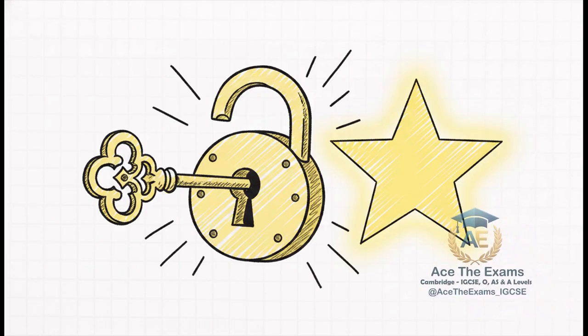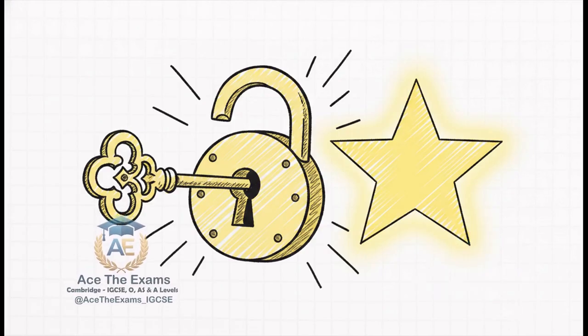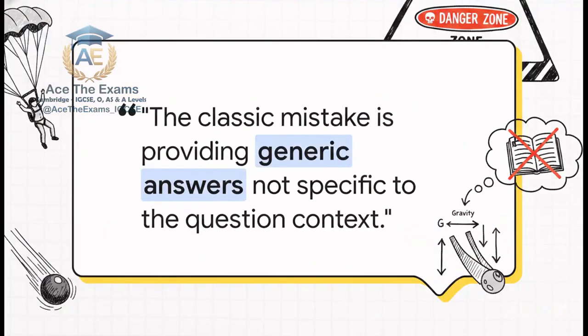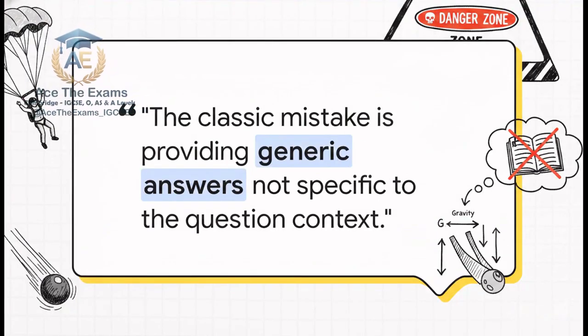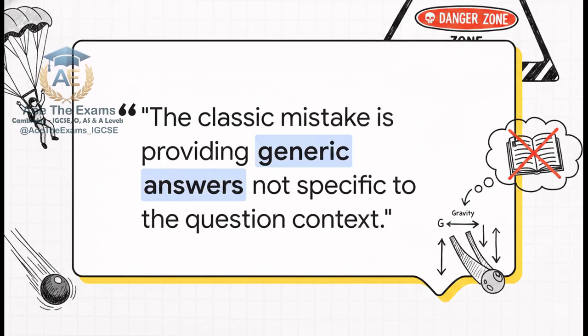But I had to give you that procedural framework first because it's going to make this upcoming clue so incredibly obvious. Let's step directly into Section 3, Inside the Examiner's Mind. Listen to this warning directly from the principal examiners. The classic mistake is providing generic answers not specific to the question context. Always link every point to the given scenario.